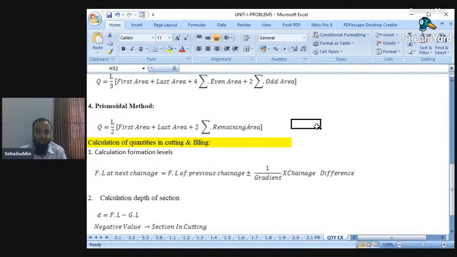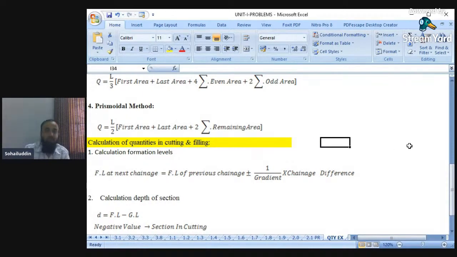If there are 1 to 10 areas, suppose there are 10 sections, areas in the sense sections. If there are 10 sections, 10 levels are there, sections in the sense levels. So the first and last area, 1 and 10, will be covered in this, whereas 2 to 9 will be covered in this.